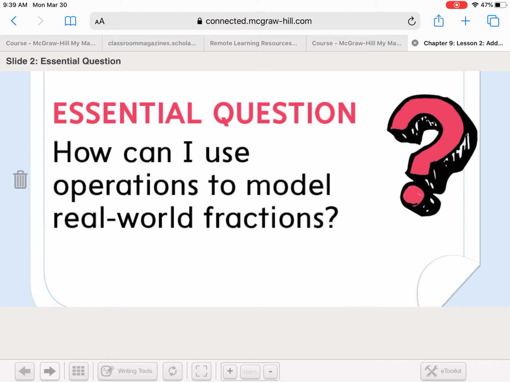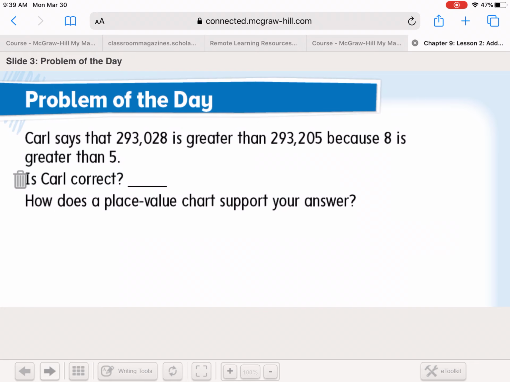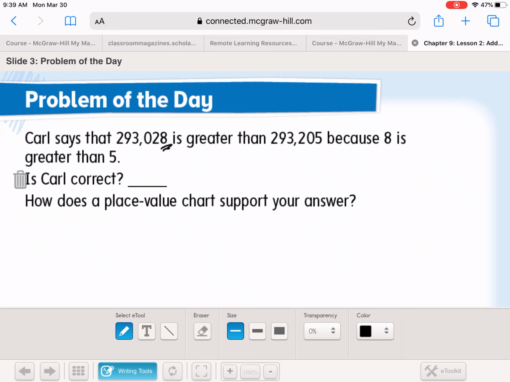Okay, here we go. Essential question: How can I use operations to model real-world fractions? Here's our problem of the day. Carl says that 293,028 is greater than 293,205 because 8 is greater than 5. Is Carl correct? I'm going to underline what he means: because 8 is greater than 5. Is Carl correct? How does a place value chart support your answer? I'm going to give you about a minute to work on that.